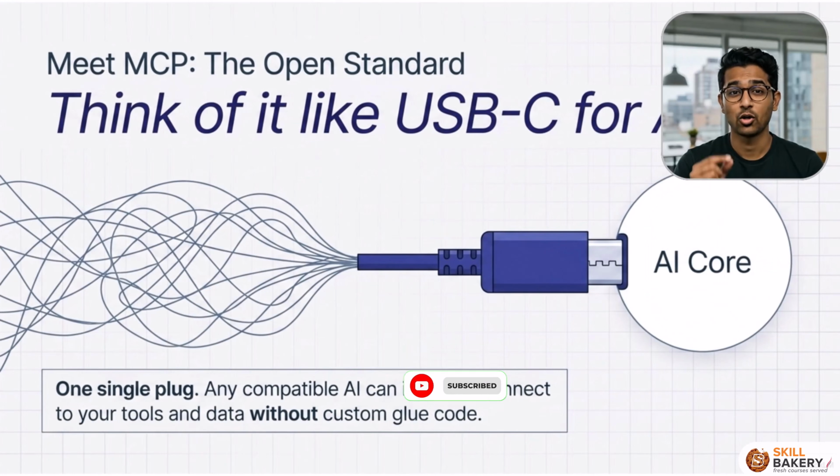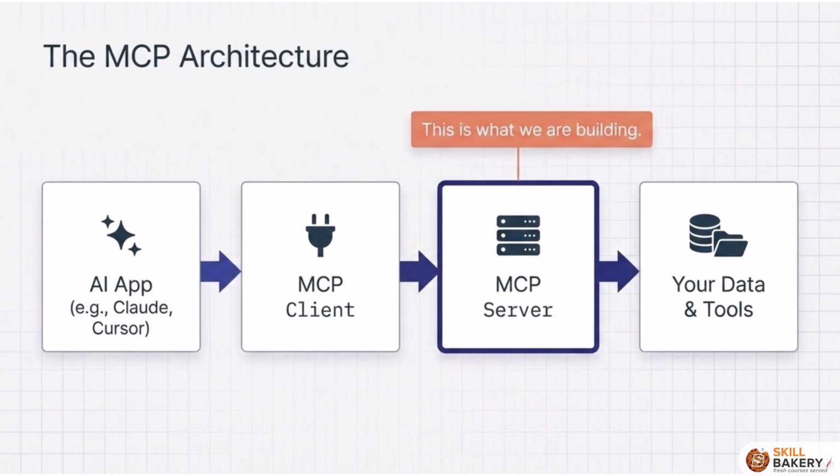Enter MCP, or the Model Context Protocol. Think of it as the USB-C standard for AI. It provides a single, universal plug, so any compatible AI can instantly connect to your tools and data without custom code. This is the core architecture of MCP.